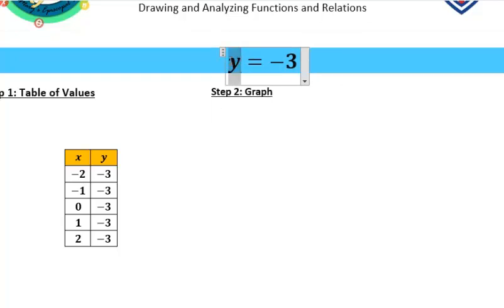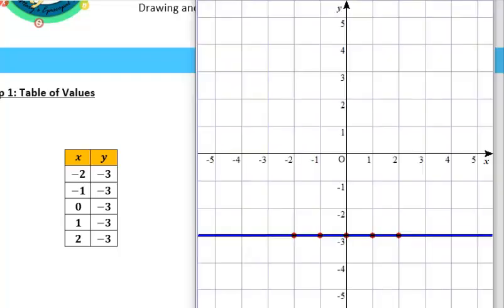Now if you have an equation that says x equals, that's something different. That will be a vertical line, that's different. So either you have y or you have f(x) or g(x) or any other function with only a number, that's a horizontal line. So we're gonna have to use the coordinate plane, locate the points and draw the line.